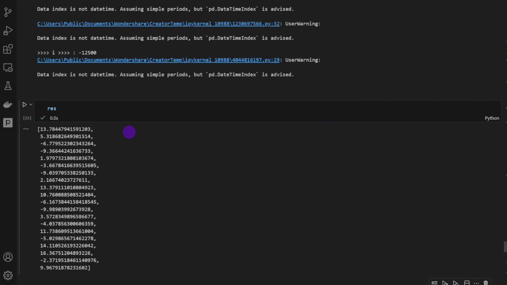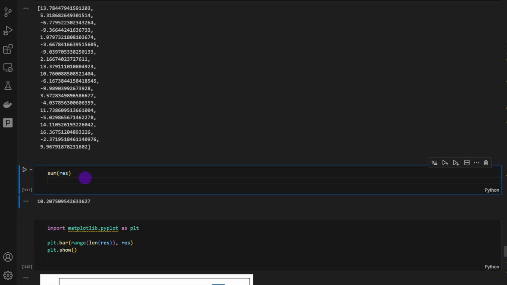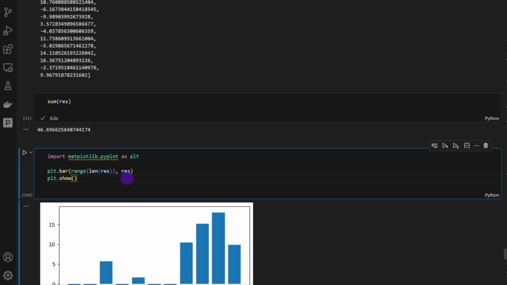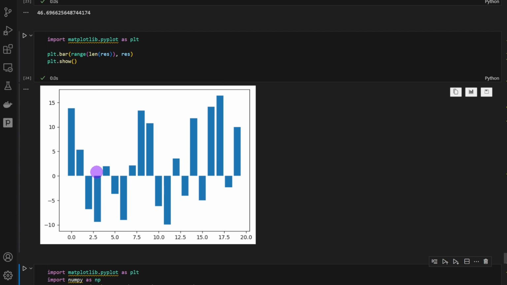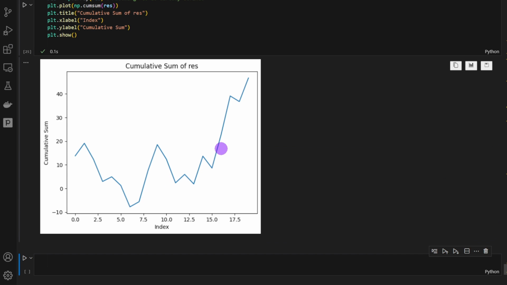Okay, so now let's check the content of the list. These are our returns. So we have 13%, 5%, minus 6.7%, minus 9%, and so on. We can check the sum. The sum overall is 46%. So we need to be in the positive all the time, obviously. And we can plot bars for each period or slice we are testing. So we have positive, positive, negative returns, and so on. And then we can also plot the overall equity.